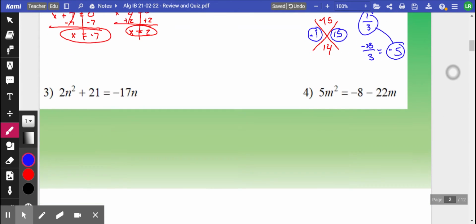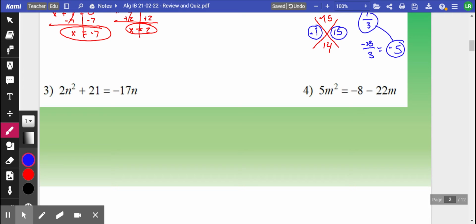Number 3. This one does not say equals 0. So the first thing I need to do is make sure it says equals 0. So let's add 17n to both sides. We have to make sure we put this in the correct order. So it goes n squared, then n, then number. That equals 0.